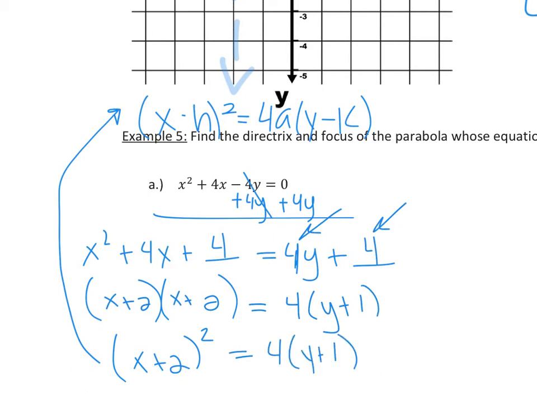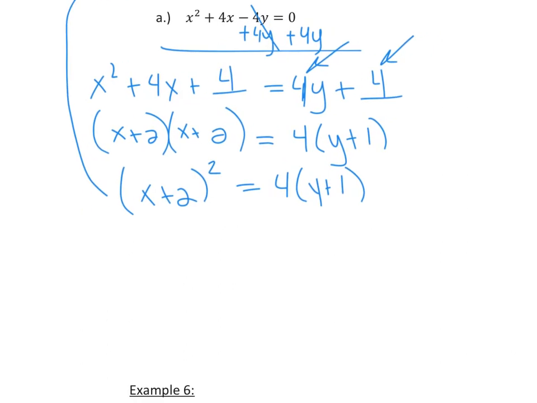And this form is going to let you get the vertex and the a value. And that's what we need to get the directrix and the focus. The vertex is -2, -1. I'm changing the signs. And the a value is, well, if this is 4a, 4 times what is 4? It would have to be 1. Okay?